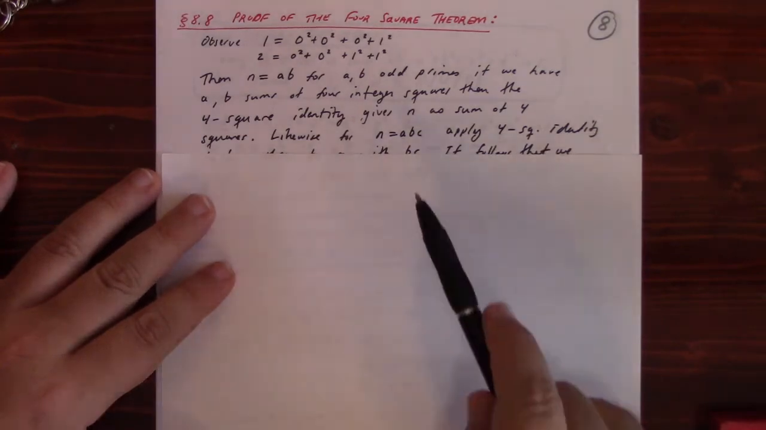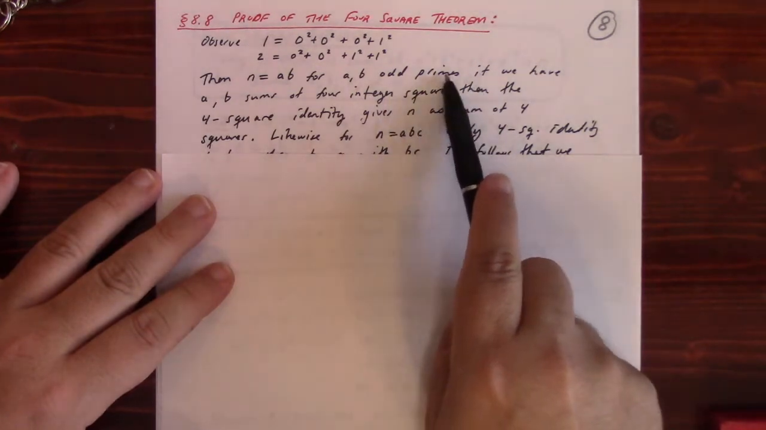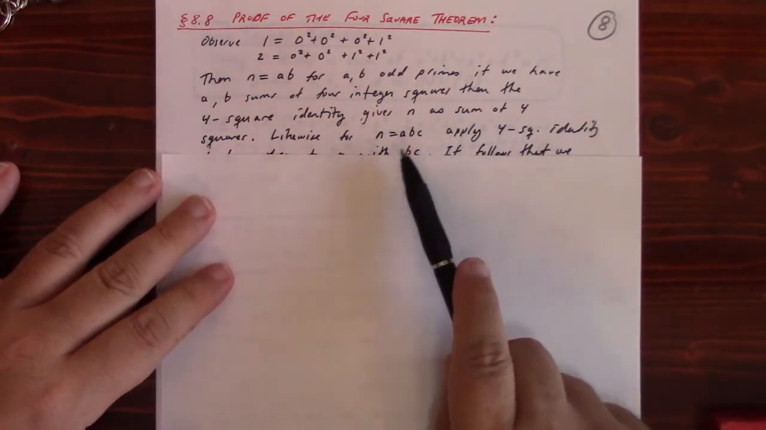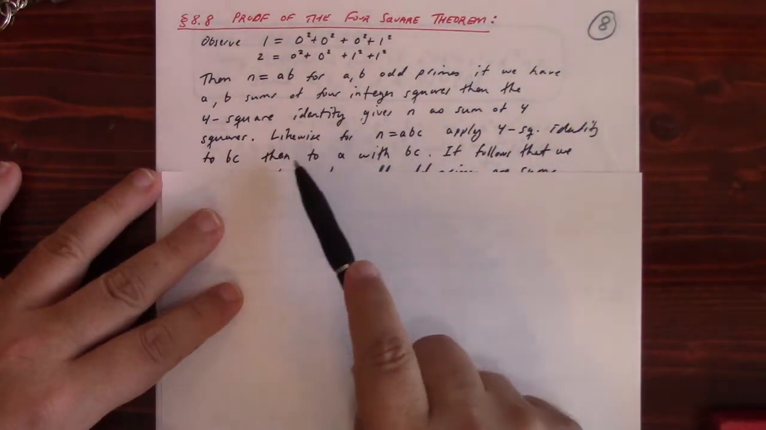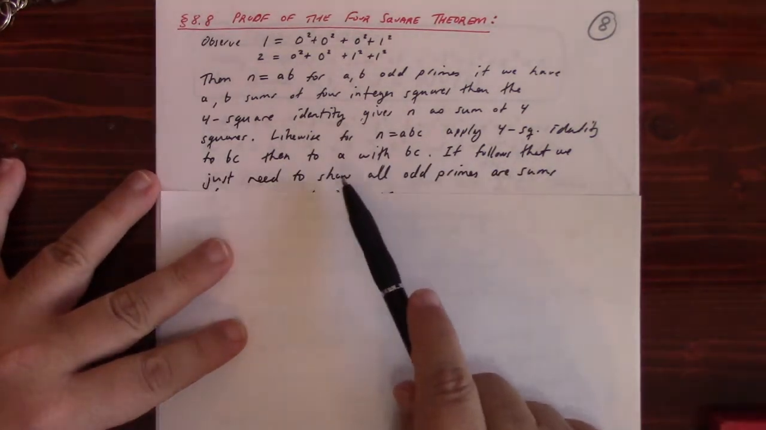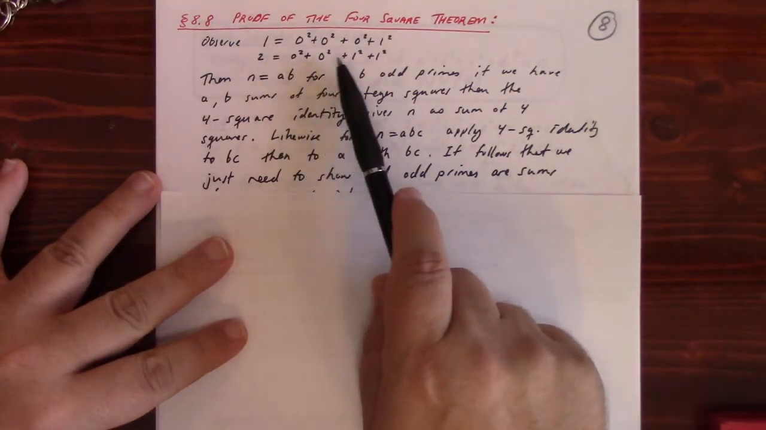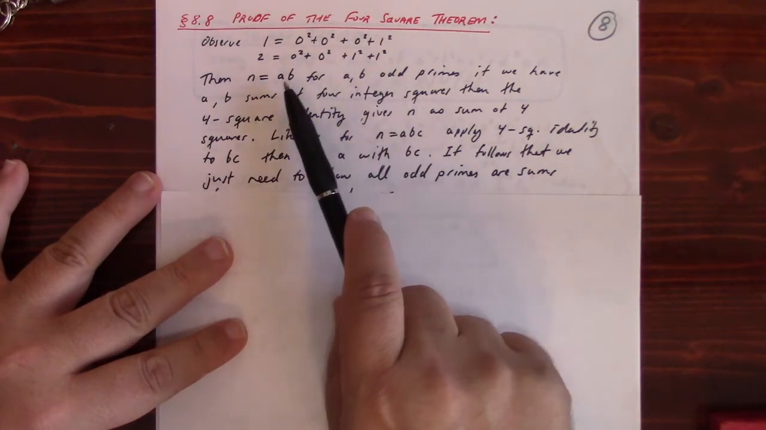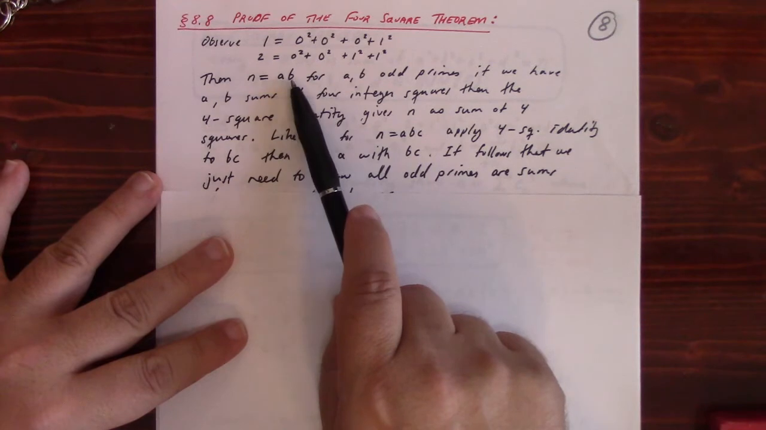Right? So likewise, if it's a product of 3 things, you can apply the four-square identity to a times bc, and then again with bc. So it follows that we just need to show this for all odd primes. The point is that 2 is a product of 4 things, right? So if it's even, any number, it's either even times an odd, right?